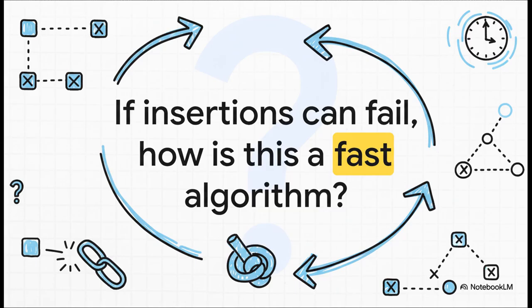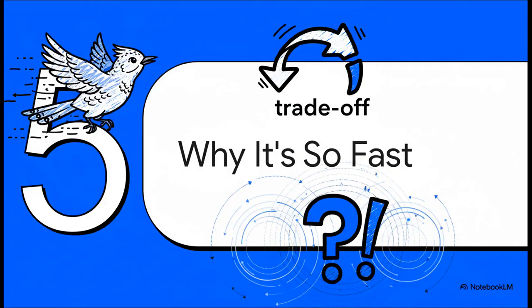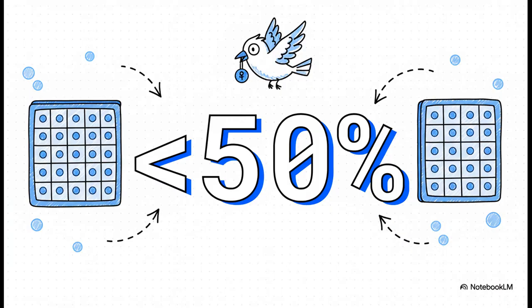Okay, hold on. If this thing can literally fail by getting stuck in an infinite loop, how can anyone possibly call this a fast algorithm? I mean, that sounds like a massive, deal-breaking flaw, right? Well, it's not really a flaw, it's more of a calculated risk. And the reason it's so blindingly fast in the real world comes down to a bit of probability, and one really important rule. And here it is, the golden rule of cuckoo hashing.